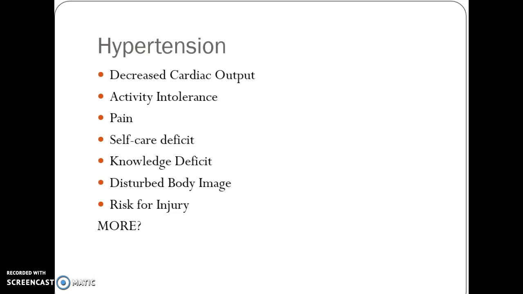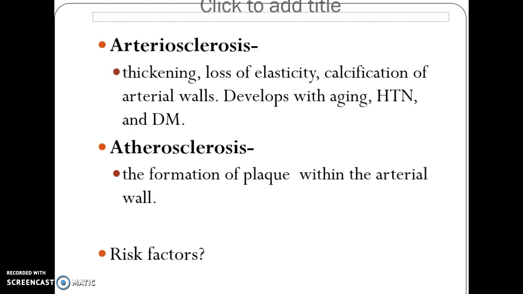So when you have hypertension, there's a whole bunch of things that happen, but here are some nursing diagnoses: decreased cardiac output, activity intolerance, pain, self-care deficits, knowledge deficits, disturbed body image, risk for injury. You can think of a lot more. And I highly suggest that you create some concept maps using these nursing diagnoses, and we might be doing some of this in class just to solidify your understanding of each disease process.